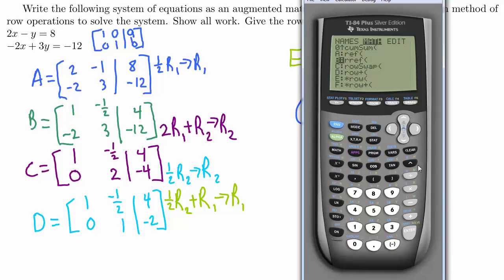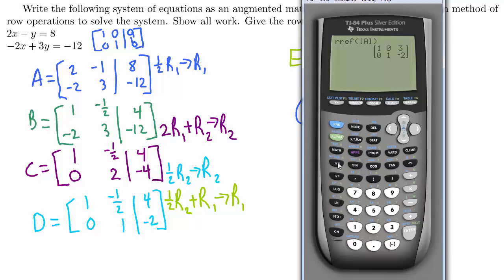and then just go up until you see RREF. That stands for reduced row echelon form. Go back into matrix and tell it to do it of matrix A, because if you don't tell it to do that of a matrix, it won't be able to do anything. Click enter, and you notice that it tells you your final matrix: 1, 0, 3, 0, 1, negative 2. Good.